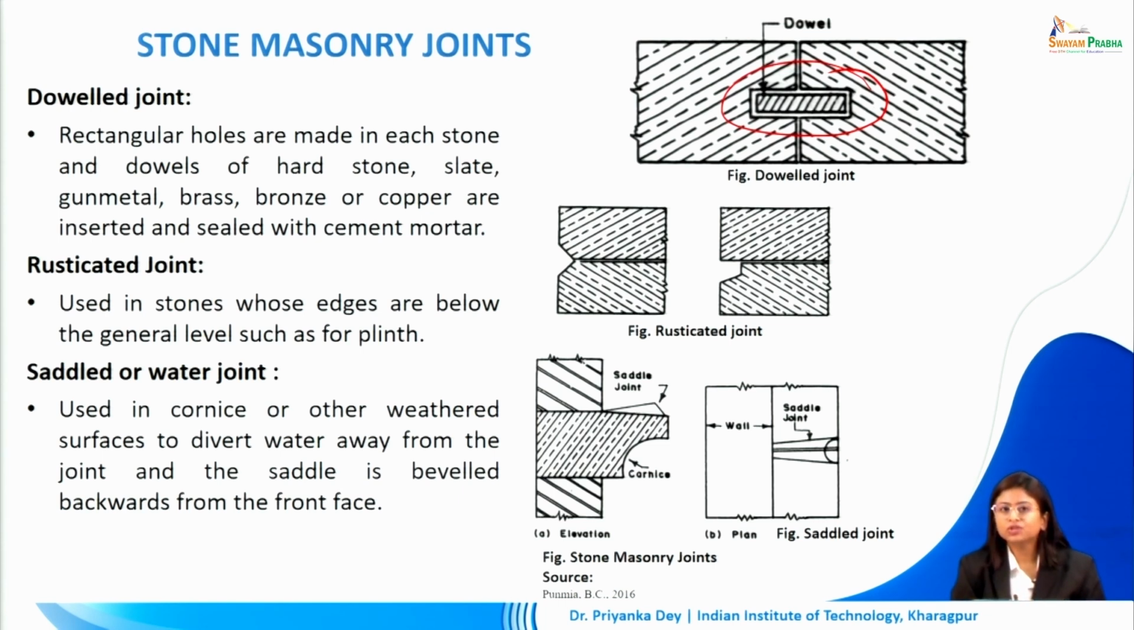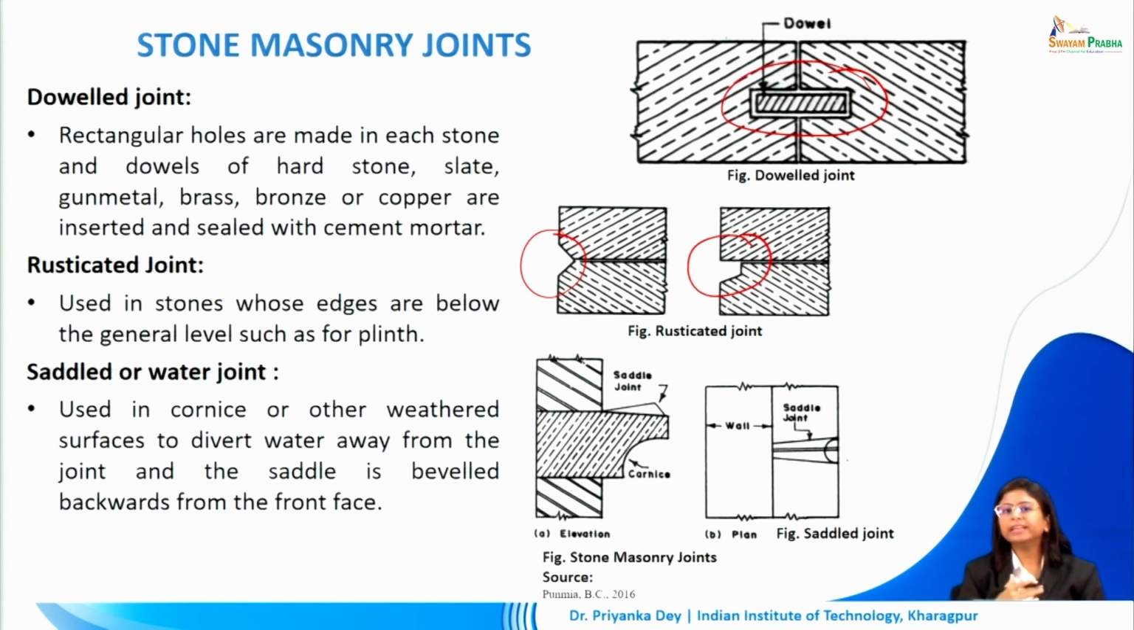The rusticated joint is used in stones whose edges are below the general level, such as for plinths, etc. So this is what the rusticated joint can look like. The saddled or water joint is used in cornices or other weathered surfaces which are in direct contact with water.